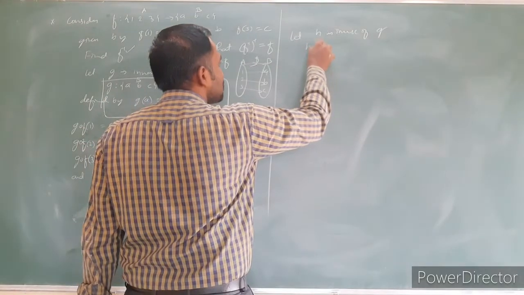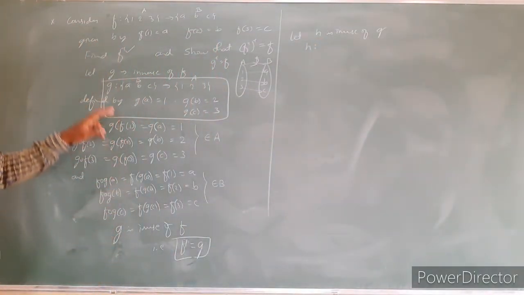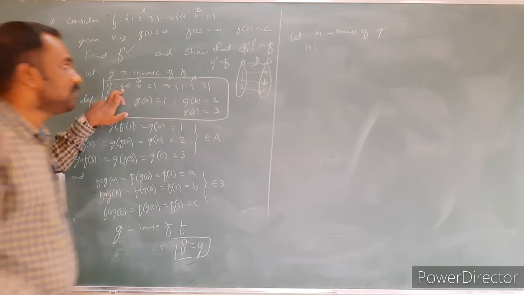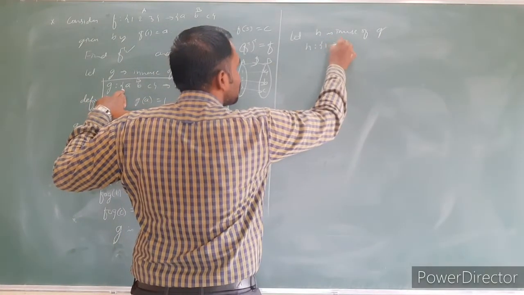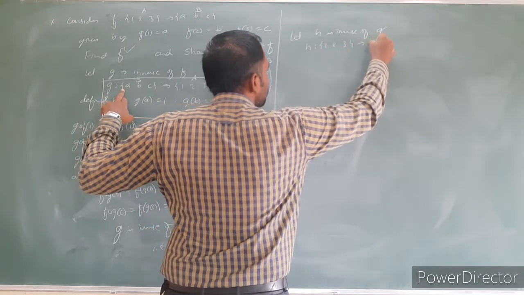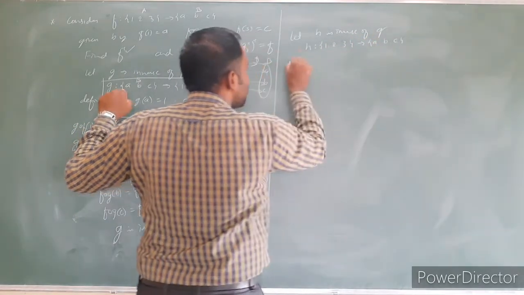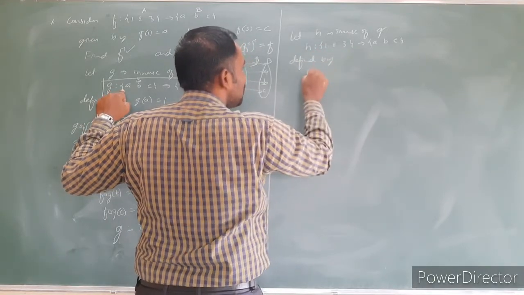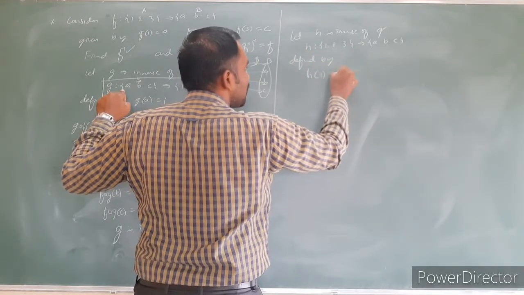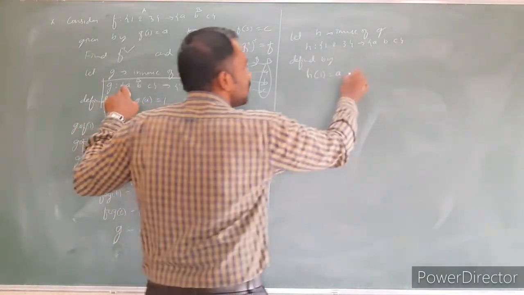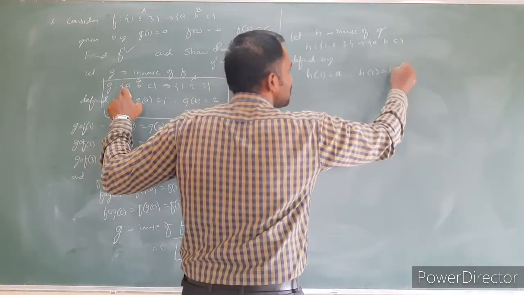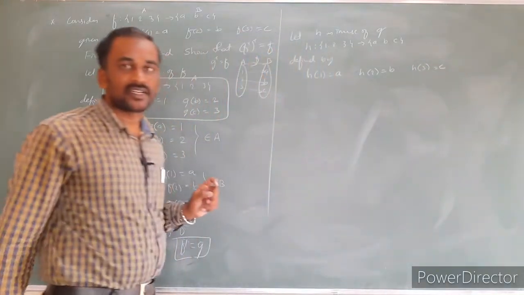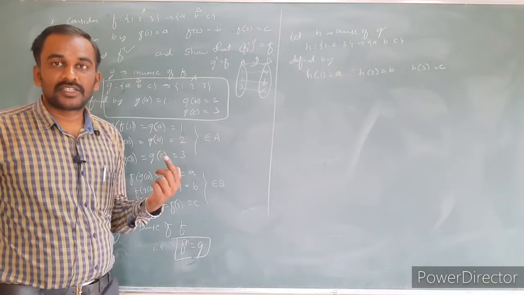That means, what does the H function become? H is the inverse of this function G. Then the domain and codomain will be interchanged in the H function. Domain becomes 1, 2, 3. Codomain becomes A, B, C. H is defined by: the image of 1 under the function H is A, the image of 2 under H is B, the image of 3 under H is C. I just consider this.